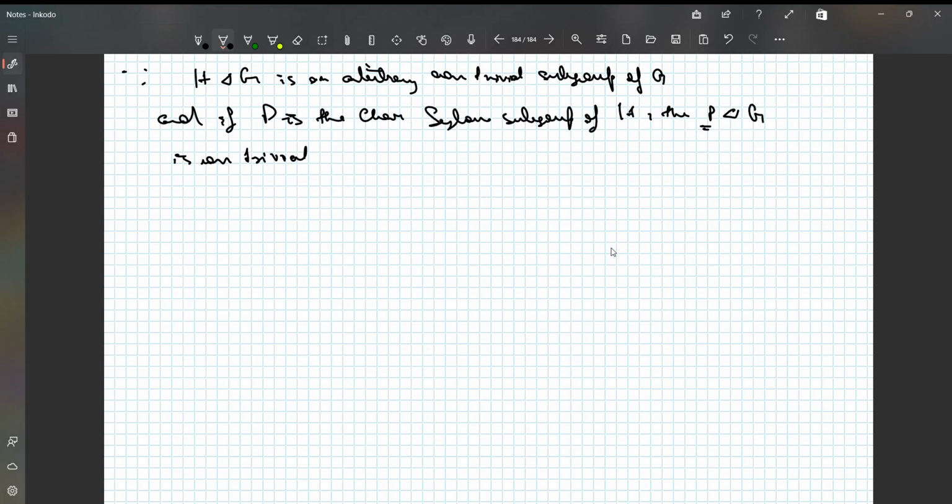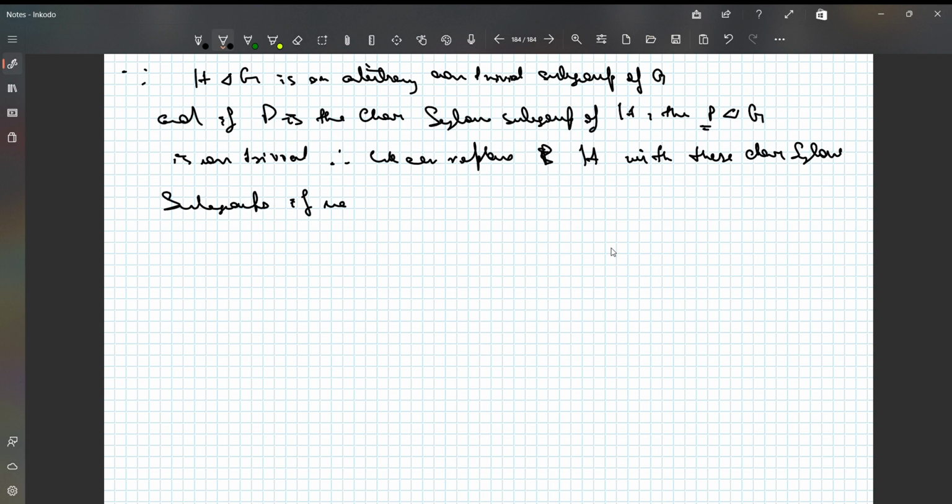We have seen that in this case, when the order of H is 6 or 12, then H indeed has a characteristic Sylow subgroup, which indeed comes out to be normal in G as well. So H can be replaced with these P's. Therefore, we can replace H with these characteristic Sylow subgroups if necessary, right?